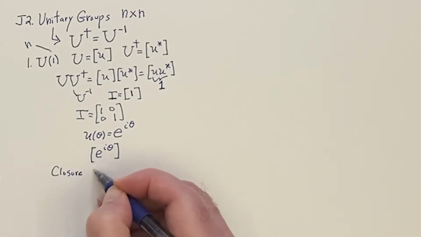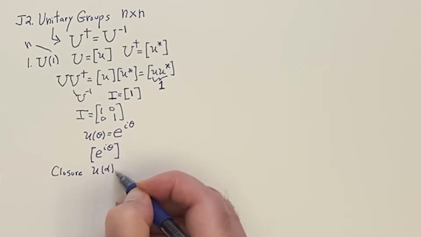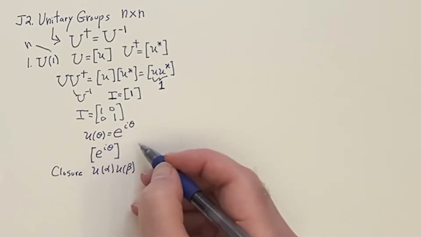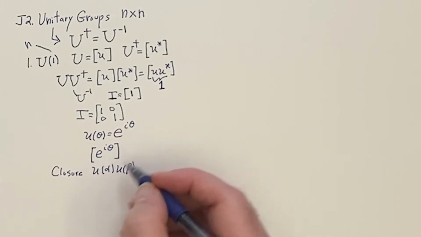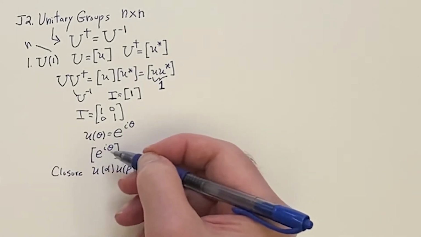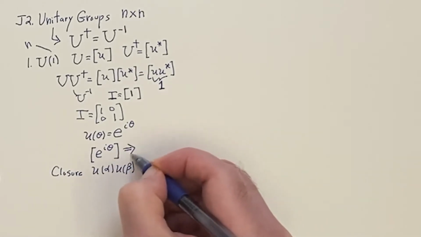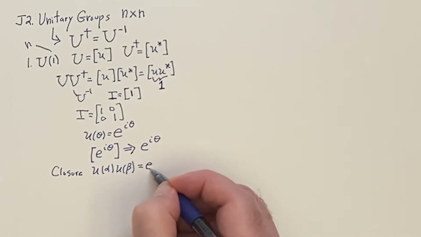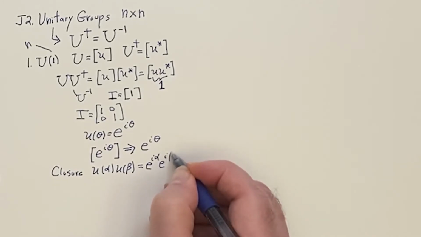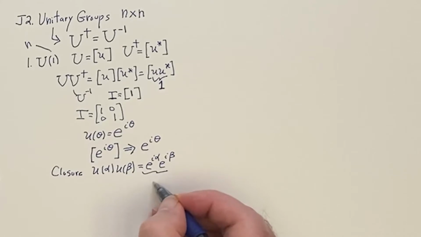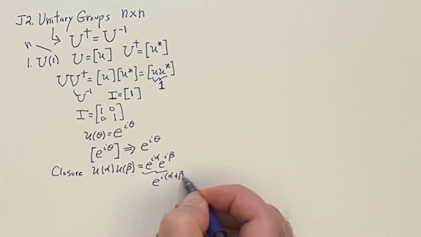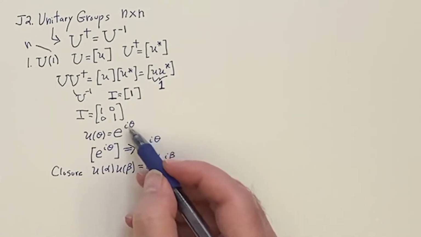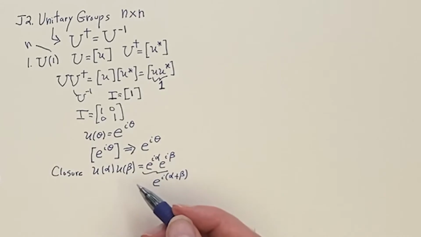Closure means that if you take U alpha, U beta, that has to be in the group. And here I'm just going to multiply these things, because if you had the matrices with just one component in there, you might just as well write this as the one component. So this would be e to the I alpha, e to the I beta, and multiplying these together, you get e to the I alpha plus beta. So that would be a new angle. And since the group has all the angles, we're good.